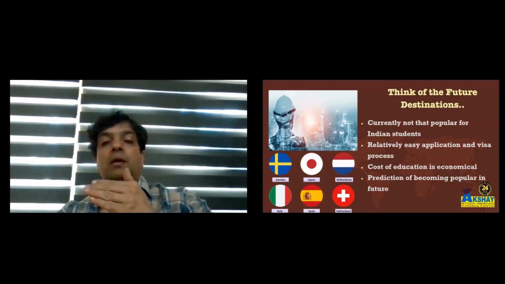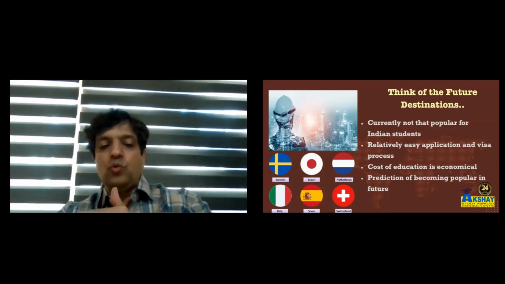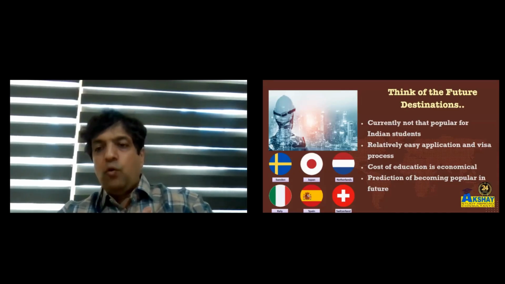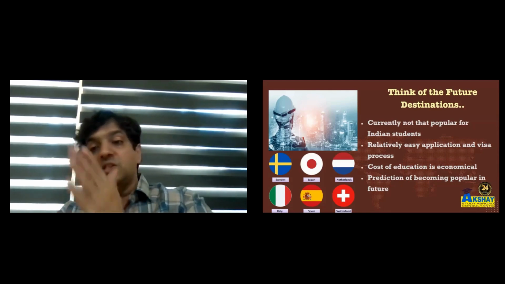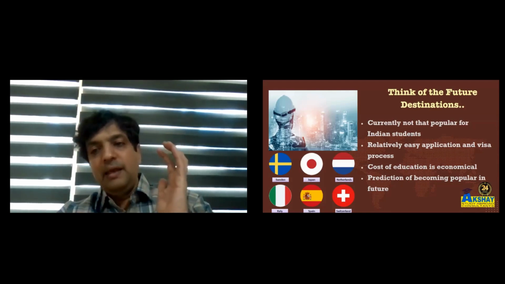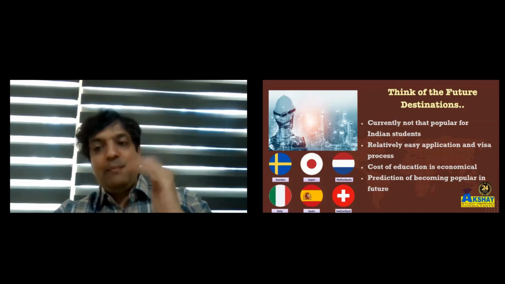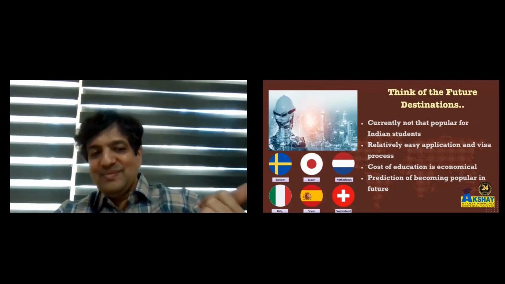So the prediction says that suppose today you go to Italy for studies, after 3 or 4 years, lots and lots of students will enter Italy from India. At that time the rules will be strict. They will not be as easy as they are today for you.